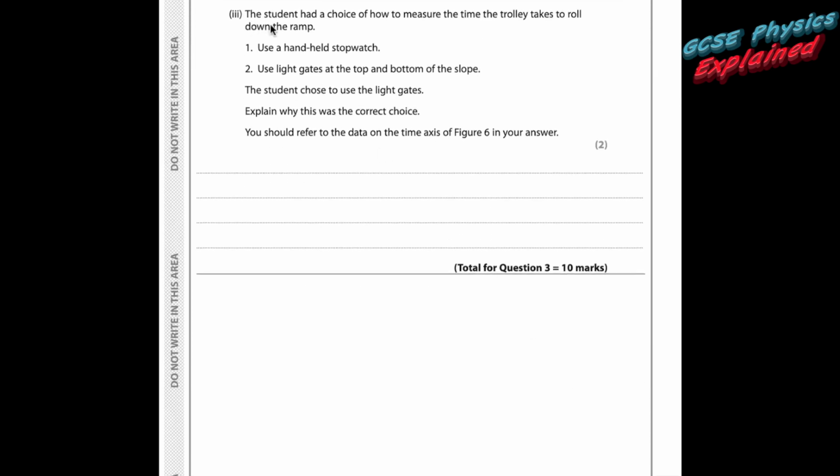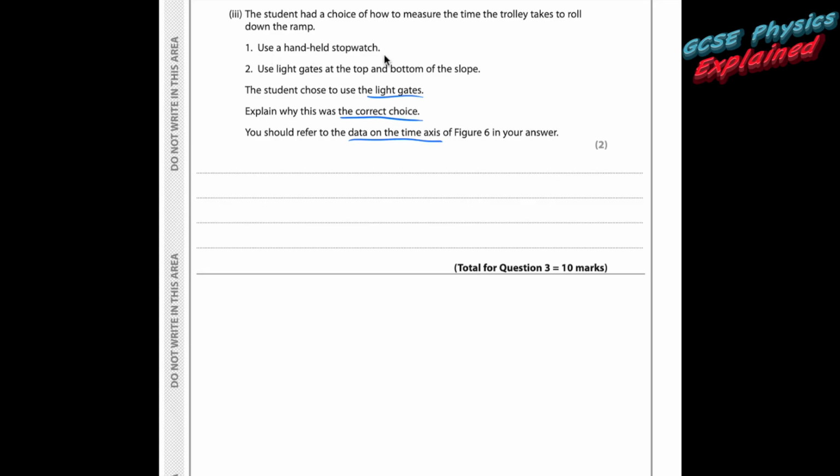Part 3. The student had a choice of how to measure the time the trolley takes to roll down the ramp. 1. Use a handheld stopwatch. 2. Use light gates at the top and bottom of the slope. The student chose to use the light gates. Explain why this was the correct choice. You should refer to the data on the time axis of figure 6 in your answer.